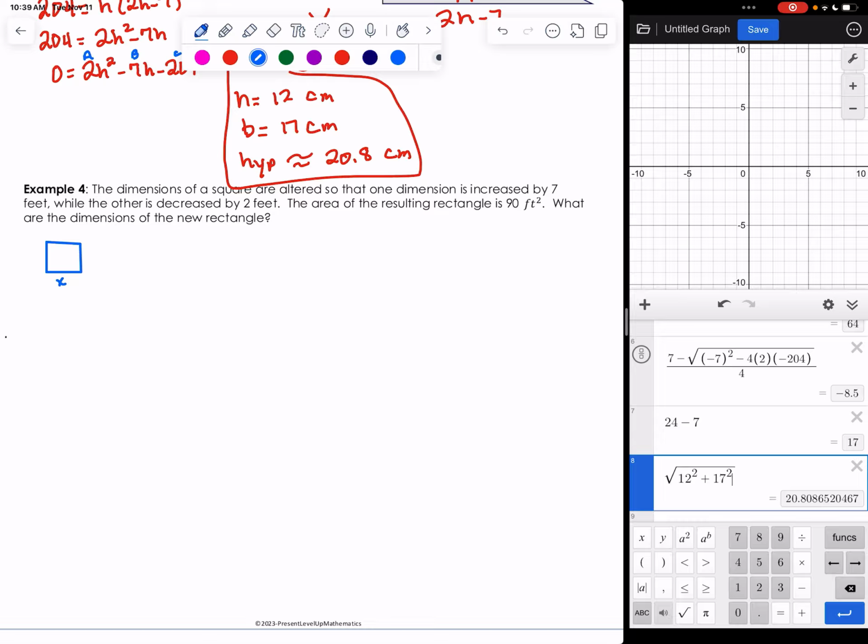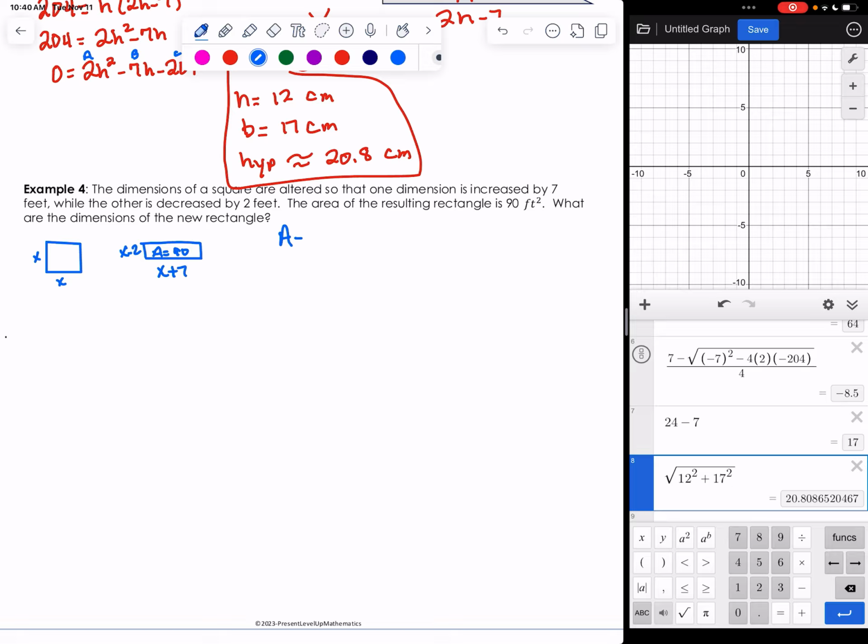Okay, so in a square, all the dimensions are the same. They're wanting you to increase one of the dimensions by 7 and decrease the other by 2. So I'll decrease the side and I'll increase the length so that I've formed a new rectangle where these dimensions are x plus 7 because we increased it by 7, and these dimensions are x minus 2. They want to know the dimensions of the new rectangle. Now, the only other thing we know about this new rectangle is that the area is 90 square feet.